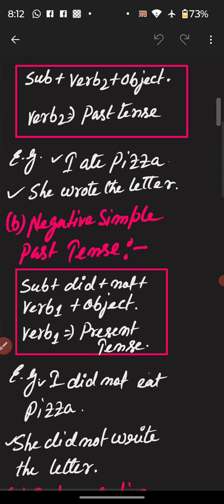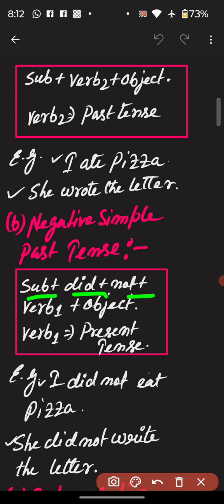Suppose in the negative, what was the formation? The formation was like this: subject plus did plus not. So had it been a question, then who will interchange their position? Only these two will interchange with each other. Yes or no? Yes. The balance portion will remain the same, so not will remain, and automatically not will come after the subject. Okay. Get my point? Yeah.